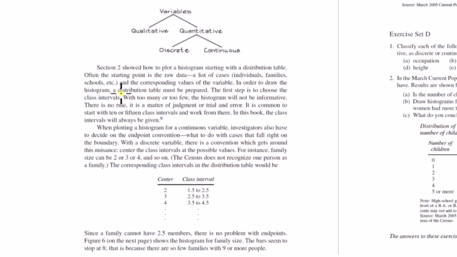In order to draw the histogram, a distribution table must be prepared. You prepare it with the raw data. You count. But the first step is to choose the class intervals. With too many or too few, the histogram will not be informative.